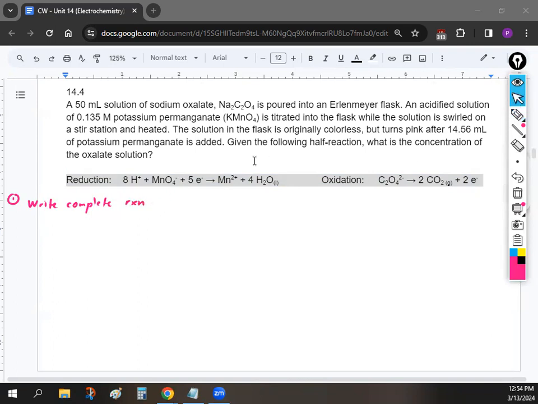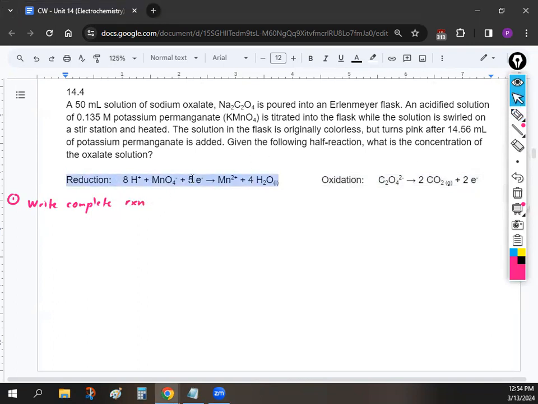Okay, so we have a reduction half reaction right here. And we know that it's reduction because electrons are on the reactant side. We have the oxidation half reaction, and we know that because electrons are on the product side. And what we're going to do is combine them to write the complete reaction. Okay, now before we do that, what do you guys notice is going to be the problem with these two half reactions? What's the issue?